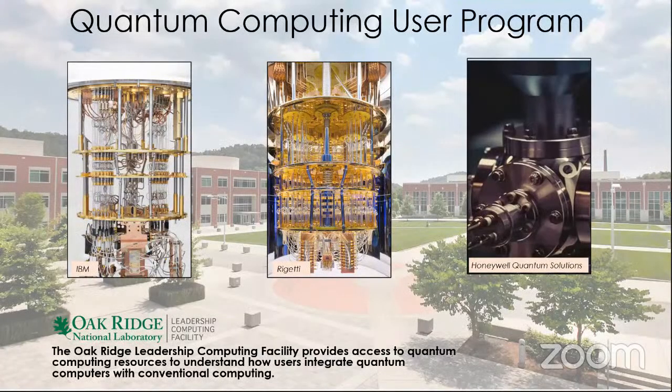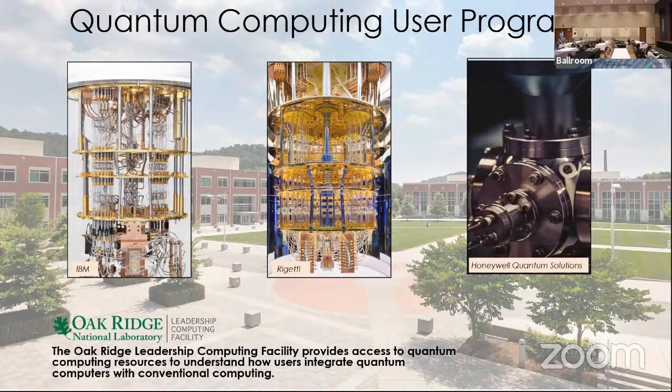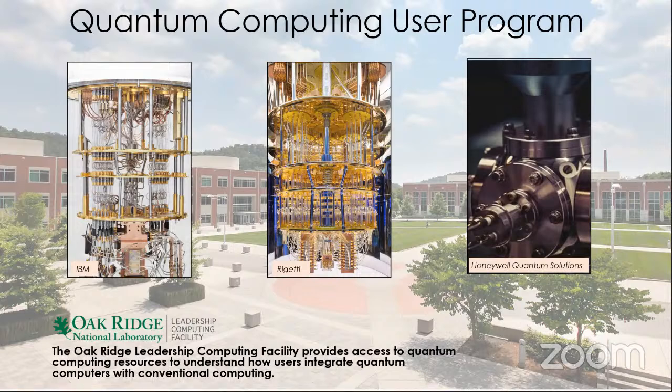Now, the reason we've been able to do all this is because we have access to these quantum computing devices. At Oak Ridge, through the Leadership Computing Facility, the same place where we are installing the Frontier system today, we have a quantum computing user program that provides access to quantum computing resources for the purposes of understanding how to integrate quantum computers, well, into conventional computing, but also into scientific workflows. So whether it's chemistry or material science or high energy physics, understanding how these devices can be used, even in these early days, becomes incredibly important to anticipating how they may be used in the future.